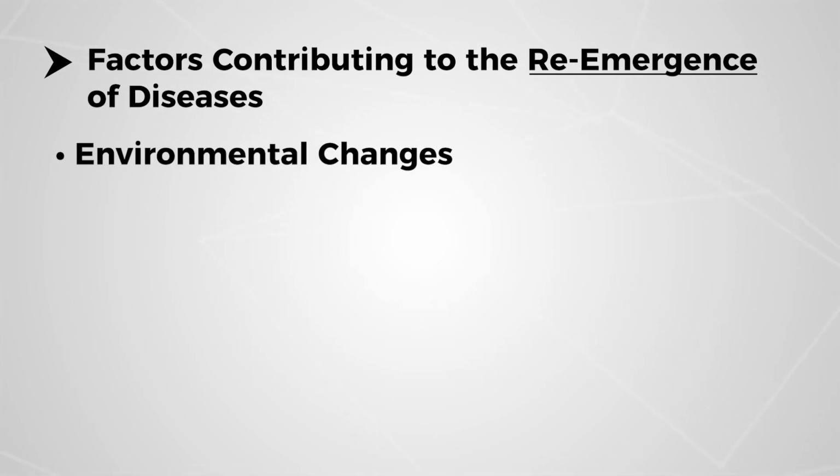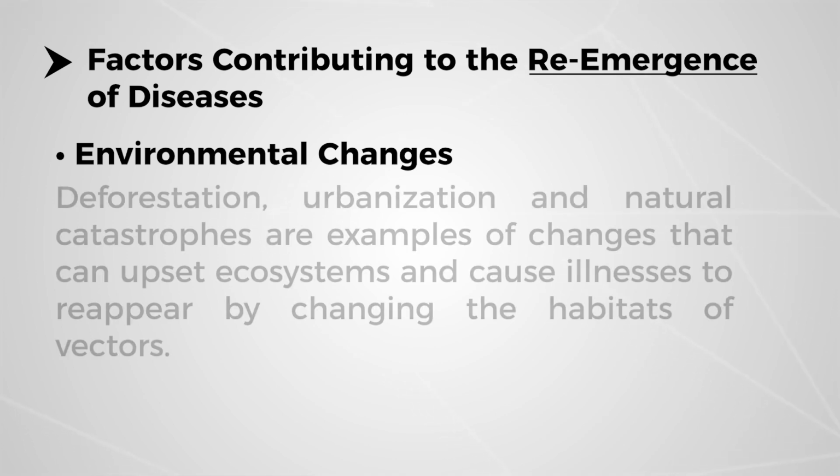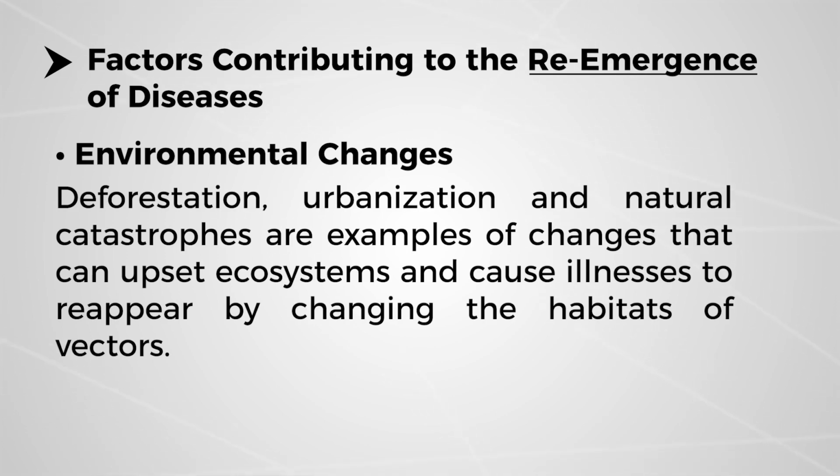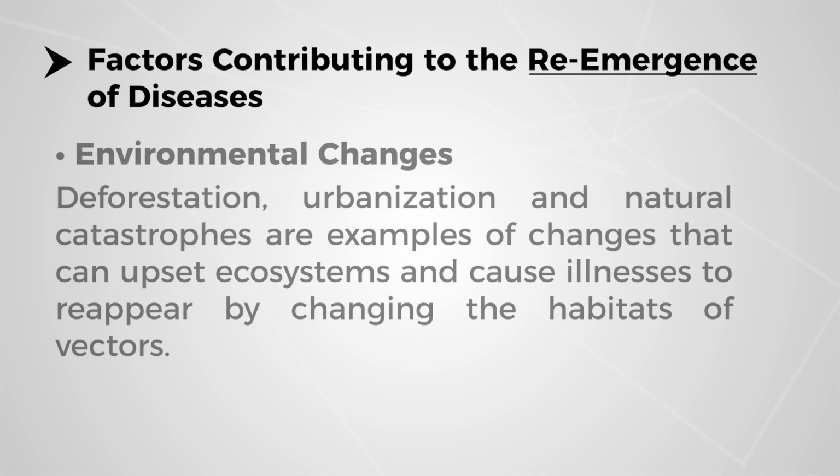Environmental factors are very important. Environmental changes like deforestation, urbanization and natural catastrophes are examples of changes that can upset ecosystems and cause illness to reappear by changing the habitat of the vectors. Because of deforestation, the vectors have changed, and because of that, sometimes these diseases are emerging.